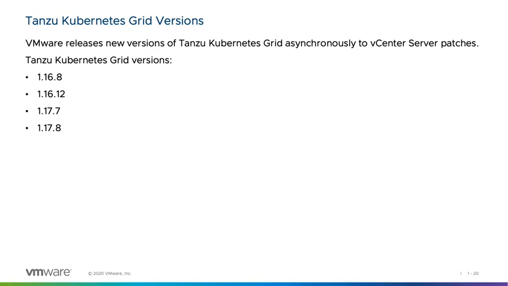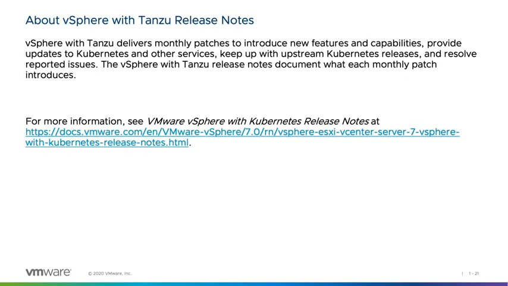vSphere with Tanzu delivers monthly patches to introduce new features and capabilities, provide updates to Kubernetes and other services, keep up with the upstream Kubernetes releases, and resolve reported issues. The vSphere with Tanzu release notes document what each monthly patch introduces. For more, see the vSphere with Tanzu release notes.